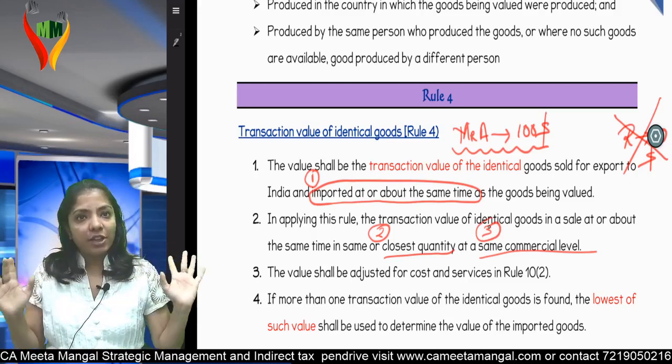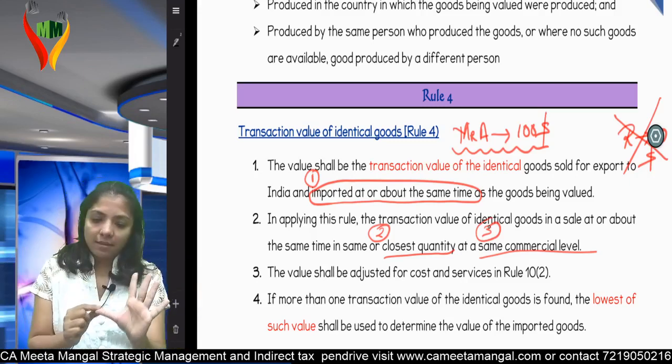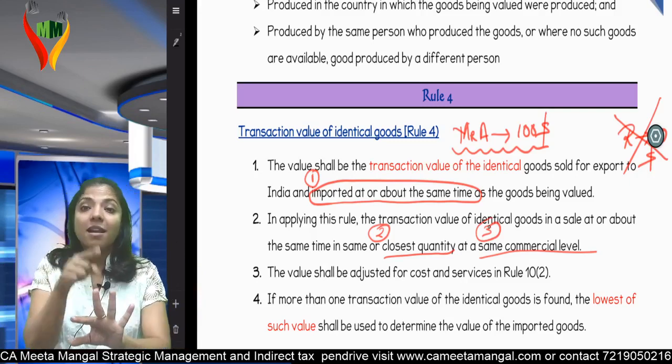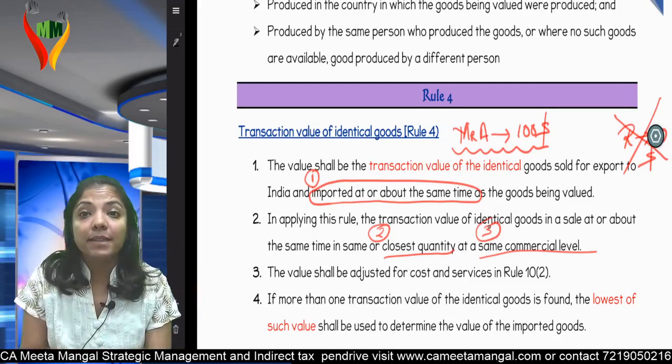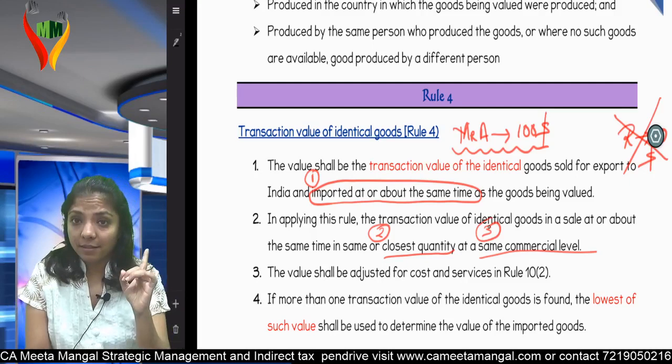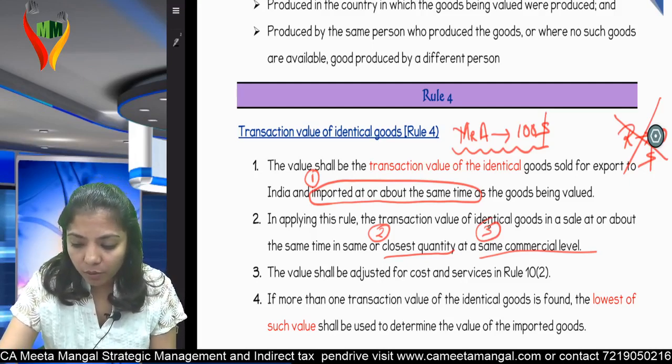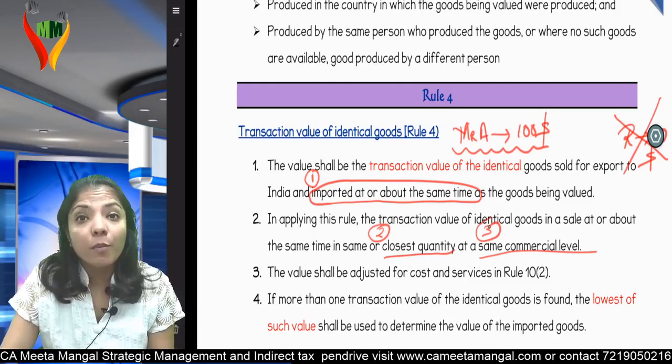Assume I've checked that identical goods, yes. At or about the same time, yes. Closest quantity, yes. Commercial level, same, yes. That means can I apply Rule 4? Yes. What will be the value? $100. What will be the value? $100. I hope you're with me.